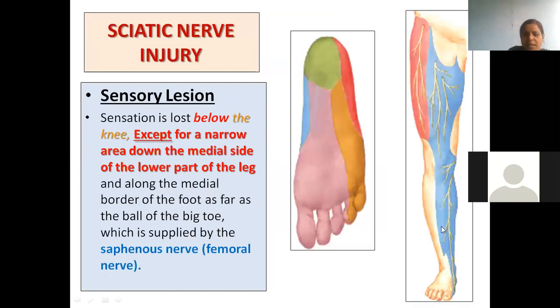So these are the sensory areas which are supplied by the sciatic nerve and its terminal divisions. In a sensory lesion, sensation is lost below the knee, except for the narrow area where the saphenous nerve is supplying; that area is spared.